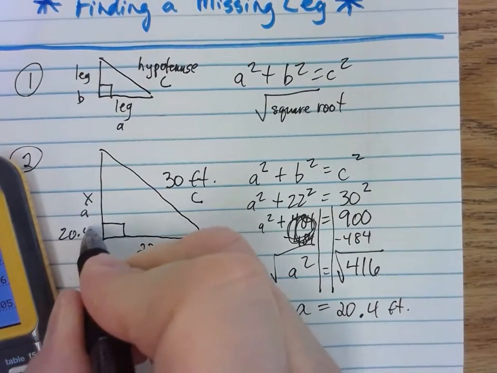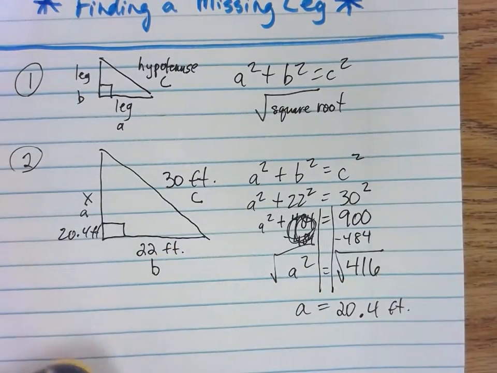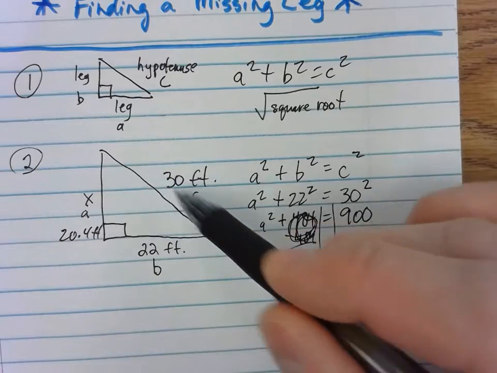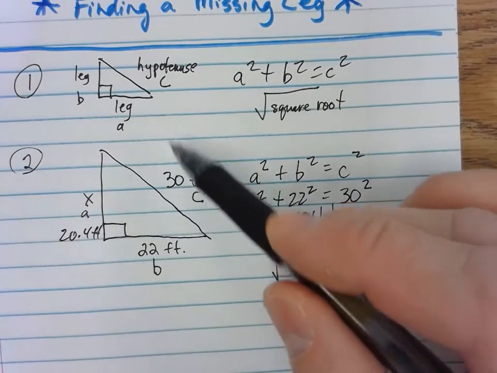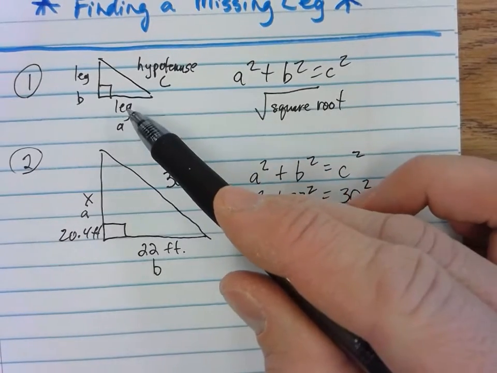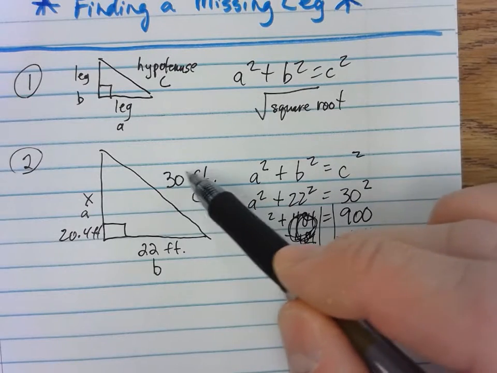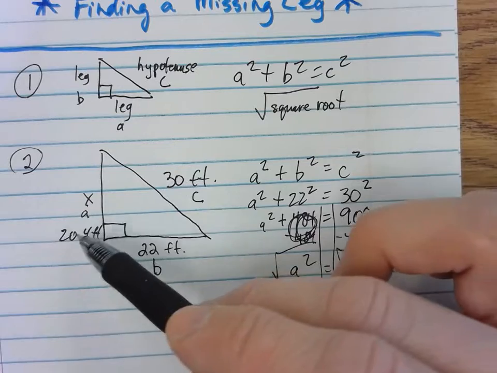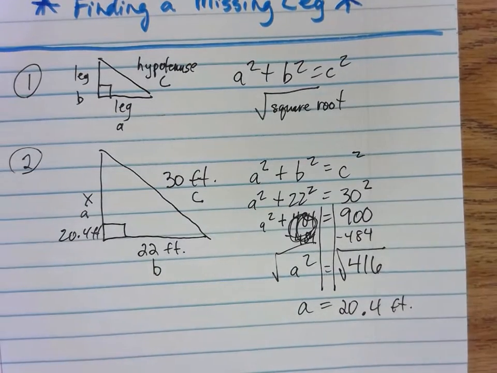Okay, 20.4 feet. Now again, I just want to remind you, the longest measurement should always be the hypotenuse. Okay, it's the biggest word, it's the longest word. You can definitely see hypotenuse is a lot longer than leg. So it should always be the biggest of the three numbers. So it is in this case. 30 is longer than 22, and 30 is longer than 20.4, and so that works.